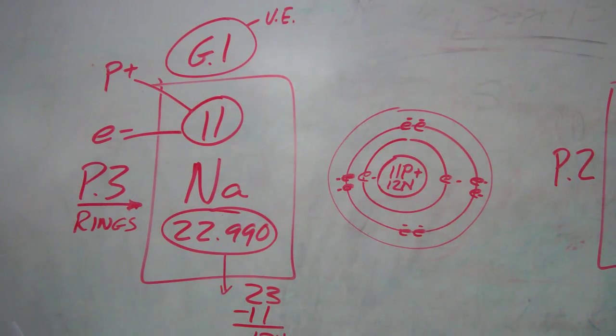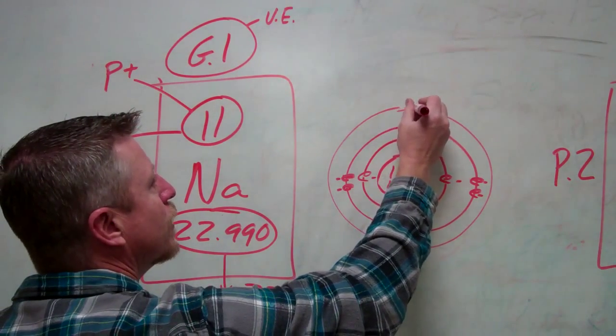How many total do I need? On electrons? Where'd you get a 12 from? Oh, you're looking here. Oh, 11. I need 11. So I have 10 right now. How many more do I need? 1. There you go. 10 plus 1 is 11. So I'm going to put one more here.